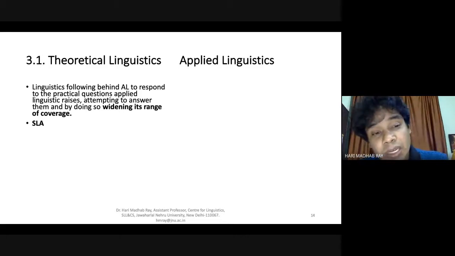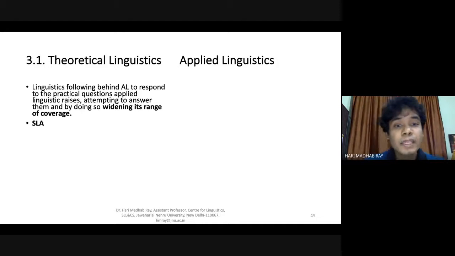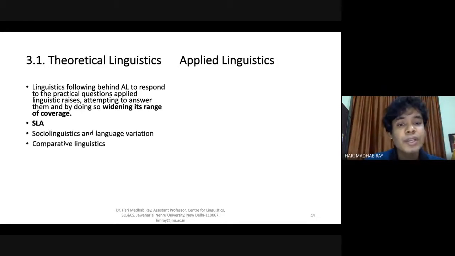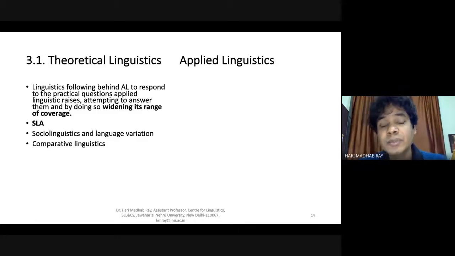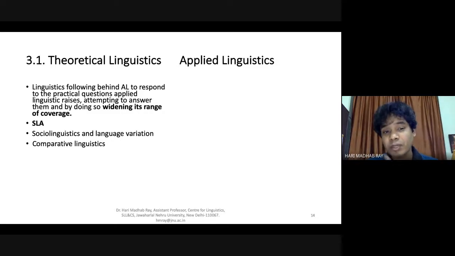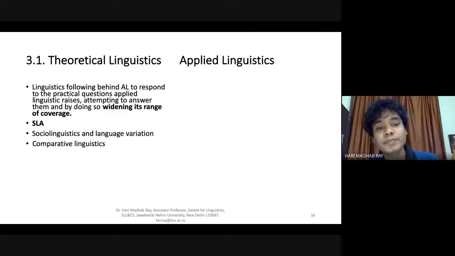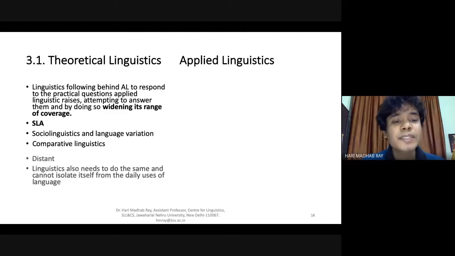started working on second language acquisition, and they also widened their scope. That's what I was telling you, that sociolinguistics and language variation, within this strong language use kind of phenomena, was ignored in formalist traditions. But later on, many people, let's say William Labov and others, started working on this, and so these are some of the things.